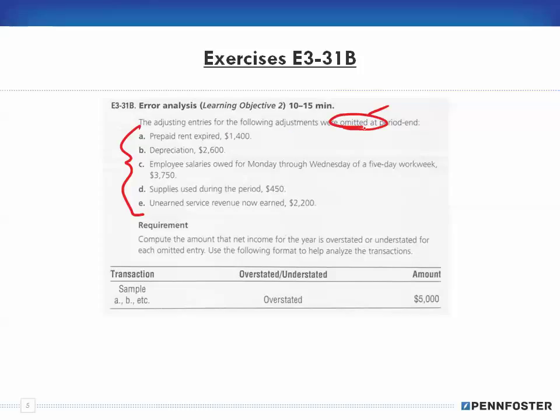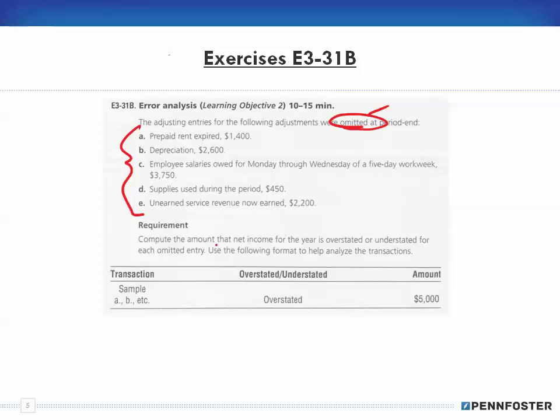So in this case, they were omitted, meaning they weren't made, so whatever accounts they affect, those balances hadn't been changed, okay? It's as if you have a pre-adjusted trial balance, and that's what I was using. Well, I need to make the adjustments and then work from an adjusted trial balance. I wasn't making the adjustments in my mind because they were omitted, okay?